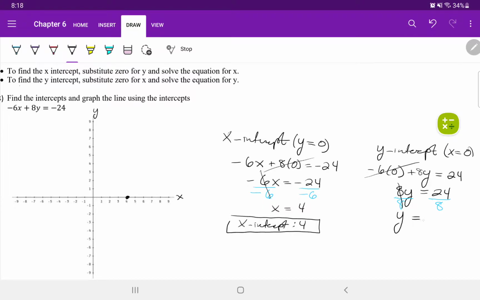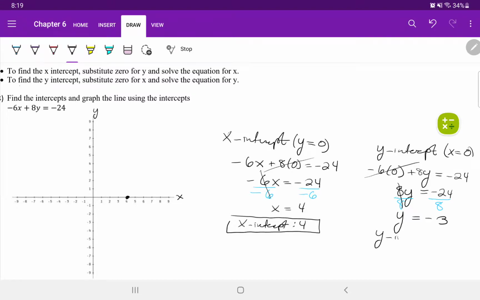y equals, give me 1 second. This should be negative 24. Negative 24 divided by 8 is negative 3. I apologize for leaving the negative out of the 24. Usually I'll make the video over again, but I'm kind of into it. So I'm going to leave it as is.